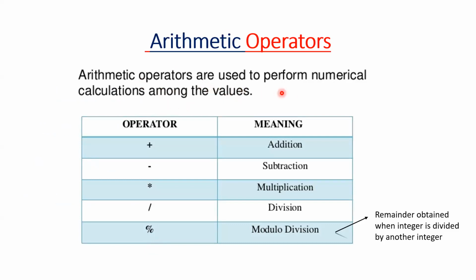Arithmetic operators are used to perform numerical calculations among the values. Here is a table in which explanations of operators and their meanings are given. The plus sign indicates addition between the variables. The minus sign is used for subtraction. And this asterisk sign is used for multiplication. On the keyboard, you will get this sign when you press Shift plus 8. Then you will get this sign.